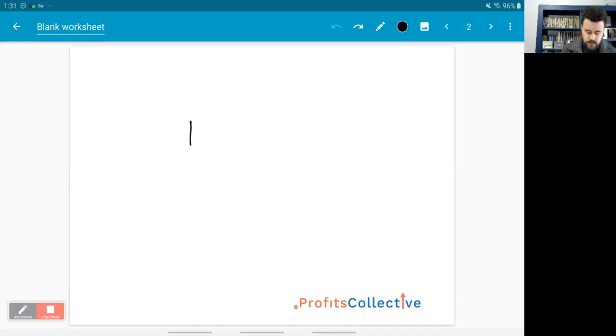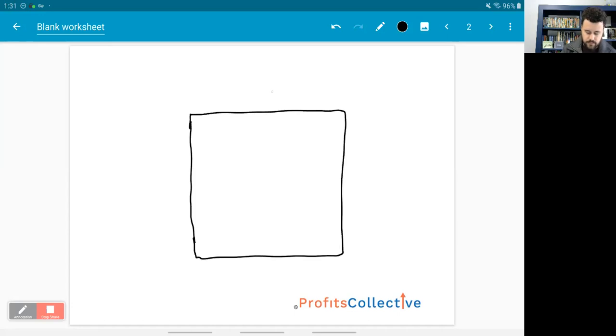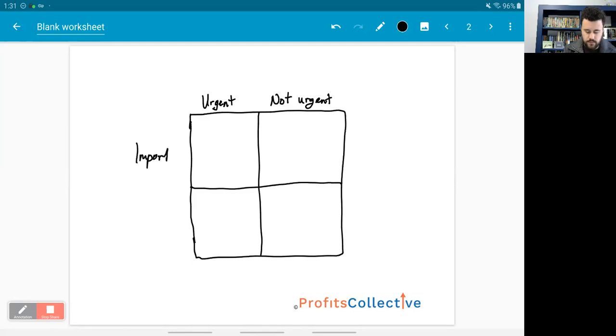So it looks like this. We got a box and it's divided into 4 quadrants. And across the top we got urgency. So this column is urgent and this column is not urgent. And then in the rows we've got important and not important. So each of these quadrants is where 2 of these things intersect.